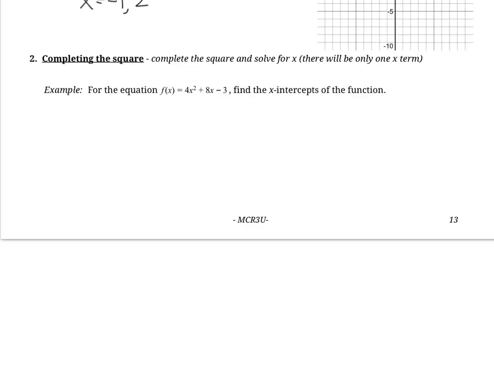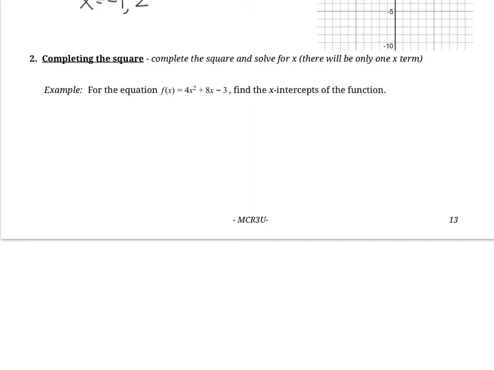So let's take a look at the next technique. The next technique is completing the square. Normally we use that in order to find the maximum or minimum or vertex of a function, but here we can also use it to solve for x, because when we complete the square there's only going to be one x term. The reason why solving quadratics is harder than solving linear relations is because we've got 2 x terms and they're not like terms, so we can't bring them together. But by completing the square we're going to only have one x term.